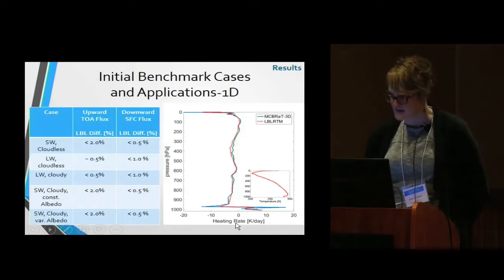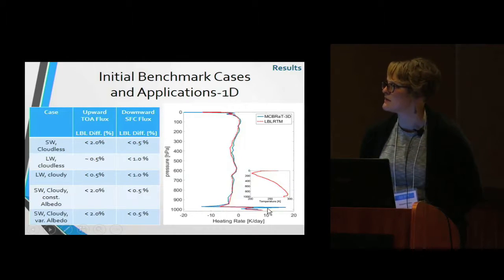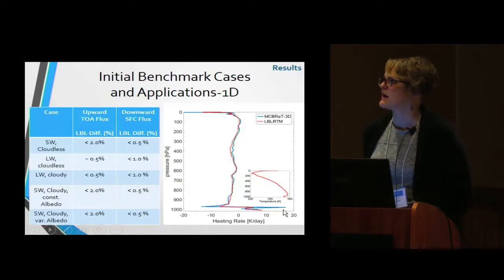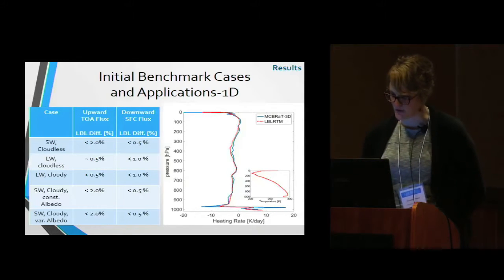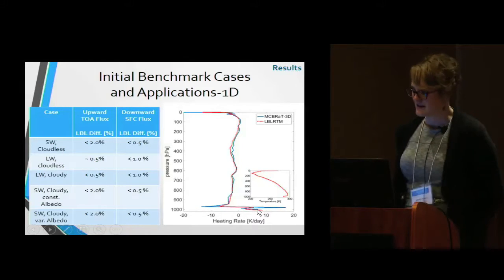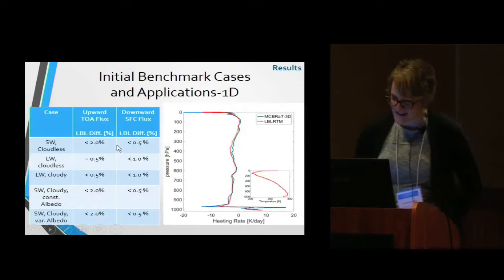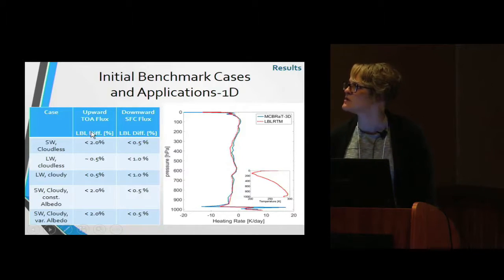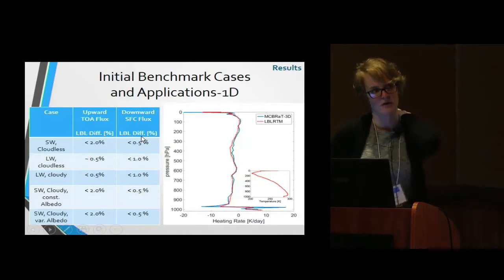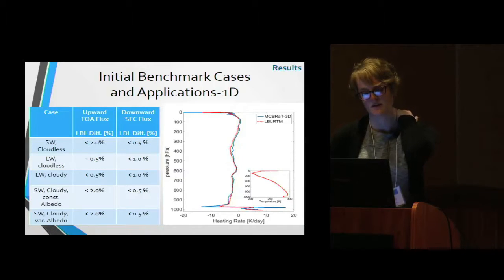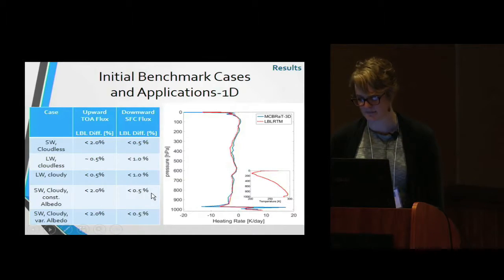It was pretty good. It's a little bit off down here in the low levels, and that just has to do with a vertical resolution issue. And as I increased the vertical resolution of my model, the results converged to this red line. So that's nothing to be worried about. And in the table here, I'm showing fluxes at the top and bottom of the atmosphere for a variety of cases. And going through each of these isn't important. It's just here to show you that we got within 2% or less for each of these cases.